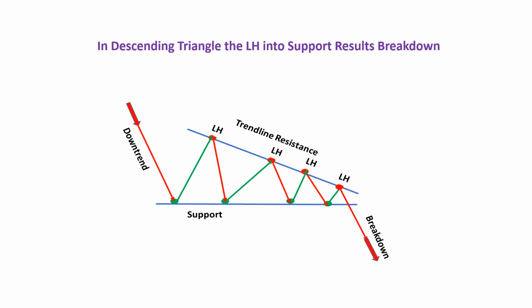twice to be valid. As the pattern develops, volume often decreases, suggesting diminishing interest from buyers. Eventually, the breakout typically occurs to the downside. A breach below the support line signals potential short trades, anticipating a continuation of the downtrend.